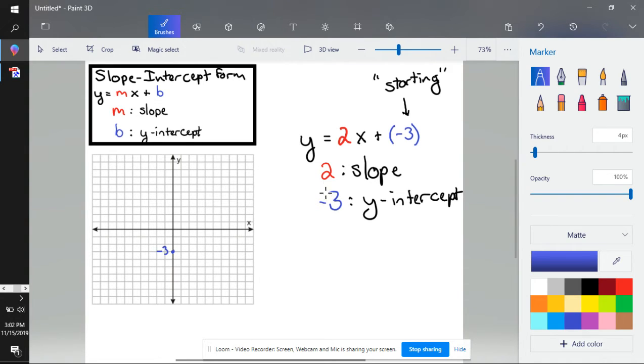Now, from there, I'm going to travel based on the slope. So the y-intercept is a starting point, and the slope gives me a value indicating how I travel along this line. So in this case, what I'm going to do is I'm going to start at negative 3, and I'm going to go vertically this slope amount every time I go over by 1. So I go, and I have my first point that I'm going to draw in there.